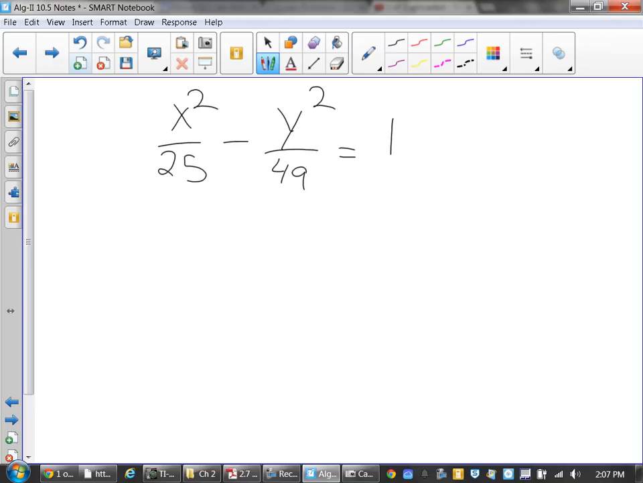We'll start with this: x squared over 25 minus y squared over 49 is 1. Your center is at the origin. What comes first, x squared or y squared? X squared. So this means it's going to be a left and right hyperbola. Just like we did in the past, I'm going to sketch it like that so I don't screw up later.